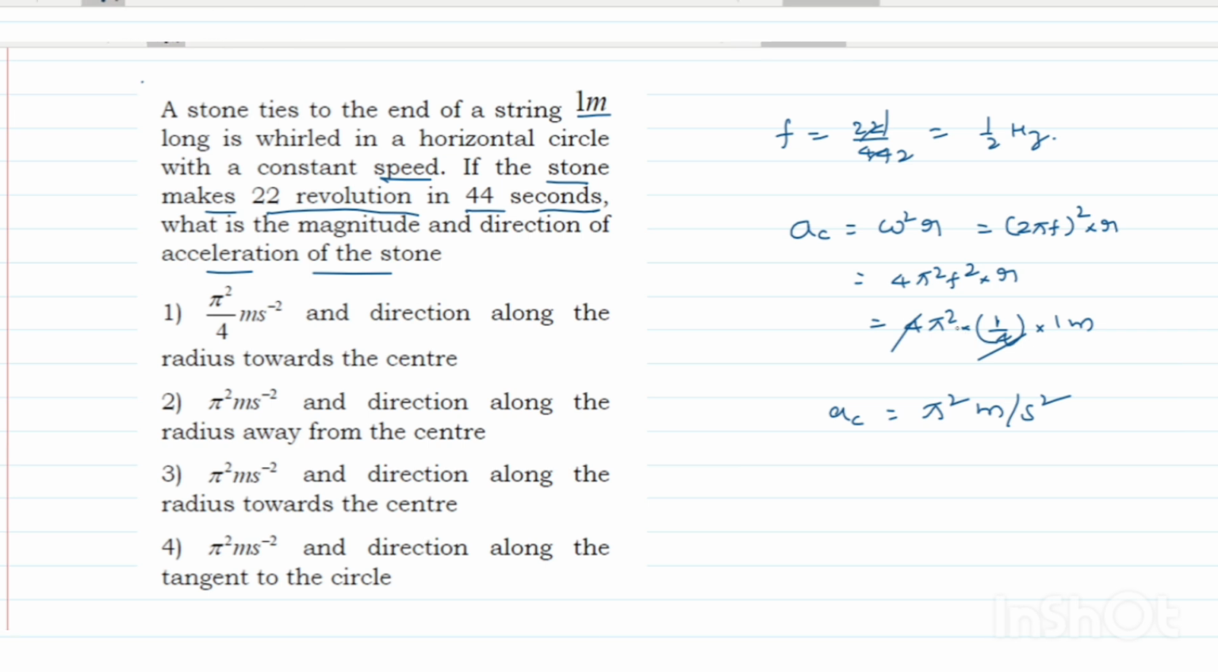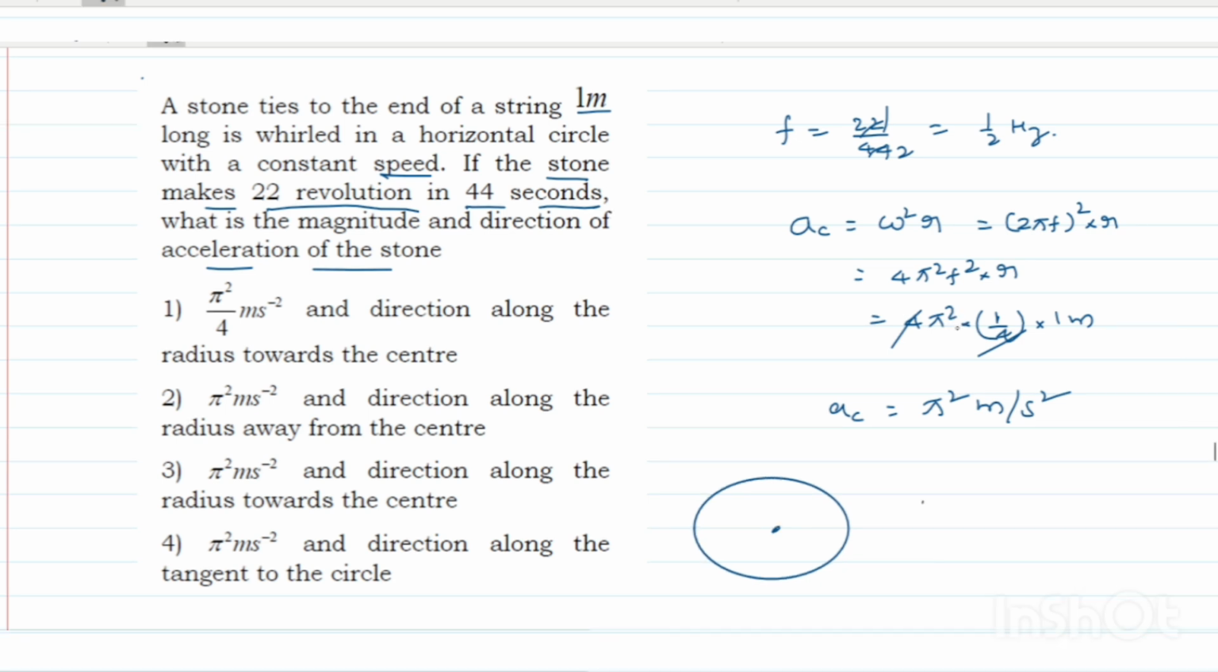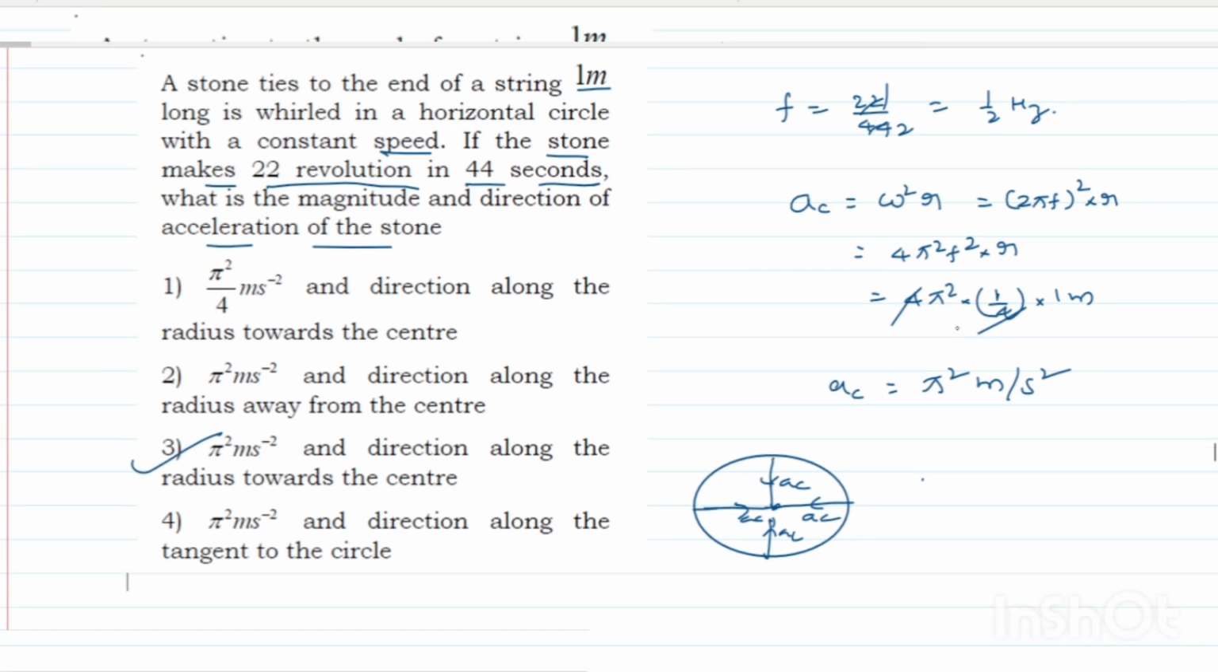Here, if any particle is moving in a circular path, the centripetal acceleration AC is always going to be acting towards its center. So pi square meter per second square, and the direction is along the radius towards the center. Along the radius towards the center, third one is the correct answer.